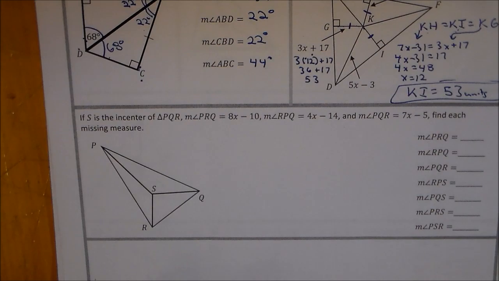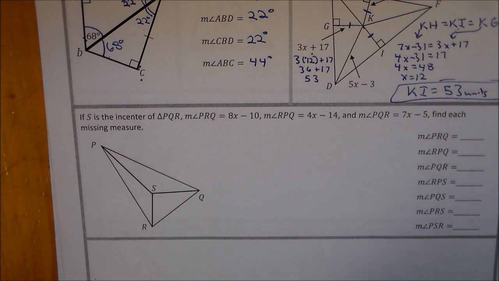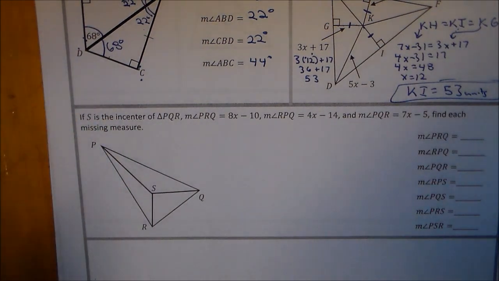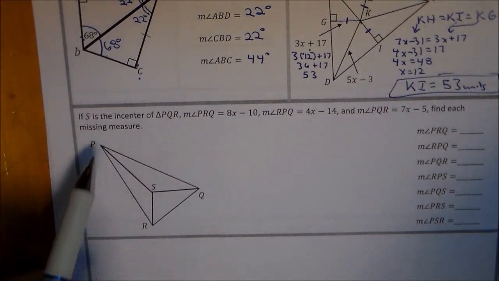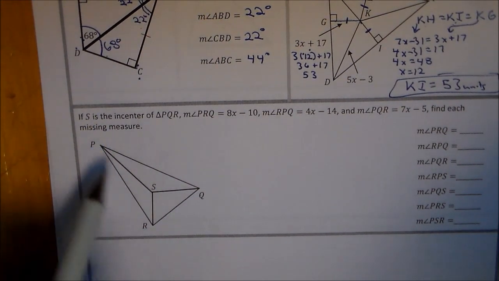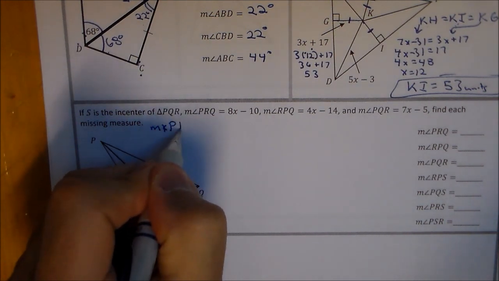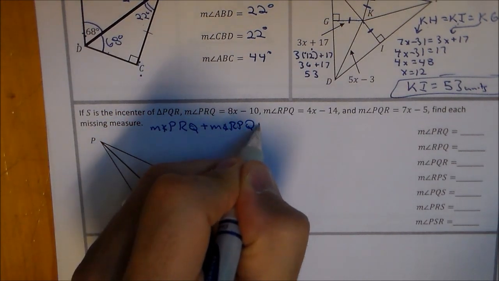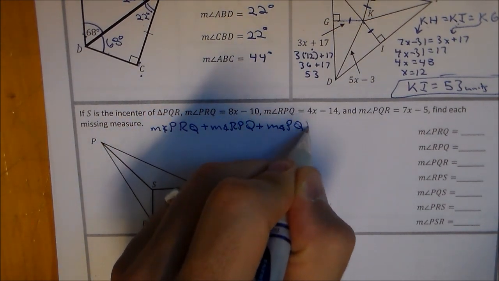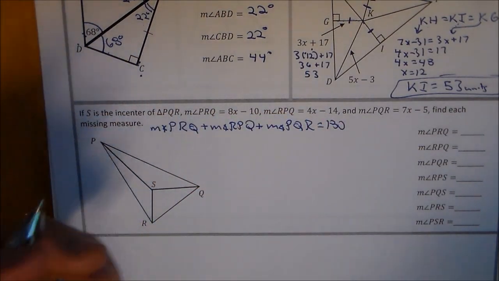All right, on to our last one. We have S is the incenter of our triangle. We have some different angles to work with here, and we need to find each of the angle measures. Now if we notice, PRQ, RPQ, and PQR are all the angles that make up the big triangle. So I know that the measure of angle PRQ plus the measure of angle RPQ plus the measure of PQR equals 180. I'm going to start there to solve, get my values of x, and start to substitute in.